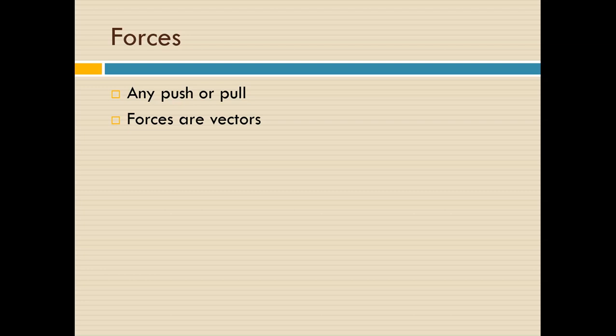which is, one, forces are vectors. They have direction, because pushes and pulls have direction. Take a look at a tug of war, right? One team is pulling in one direction, the other team is pulling in the other direction. But also important is that forces are interactions between two objects.